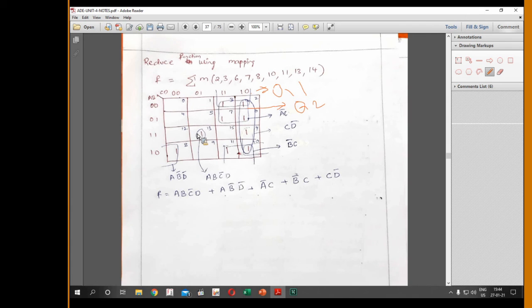So I could not go for the pairing of 4, 12, or 4, 15, or 14, 15, or 14, 12, or 14, 10. I could form only a pair. A pair can eliminate only one variable, but we have to get the minimum number of literals in the given function at the end. If I use the pairing of 4 and 10, it minimizes only one variable.